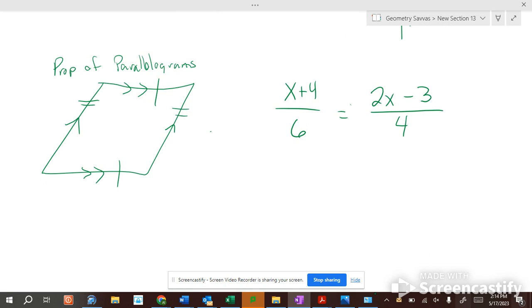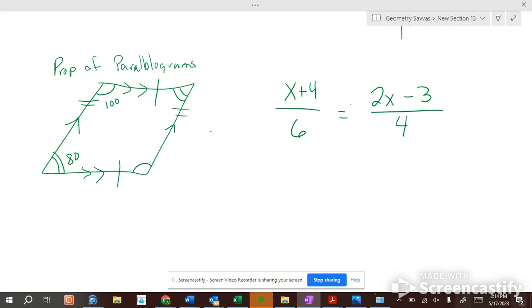Another property of parallelograms is both pairs of opposite angles are congruent. This angle is congruent with its opposite angle. This angle is congruent with its opposite angle. Another property is that consecutive angles are supplementary. And the last one is the diagonals of a parallelogram bisect each other. Okay? Know your properties of a parallelogram.